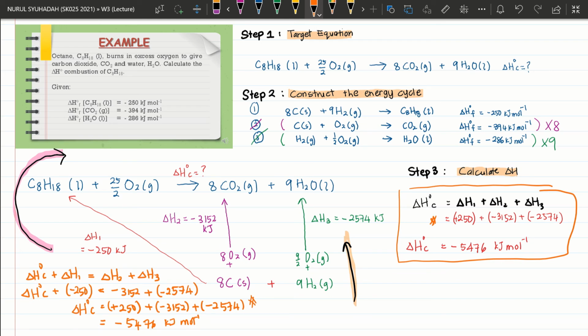So it's up to you. Either you want to stick with the previous one that I did, which is the same as your notes, or you can also do it like this. It's an alternative. So that will be for the energy cycle method.